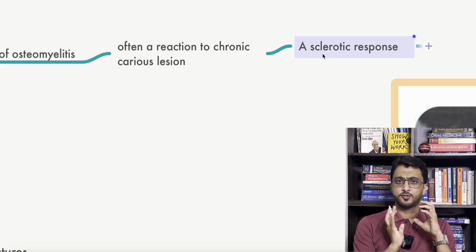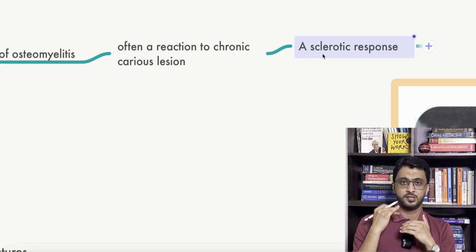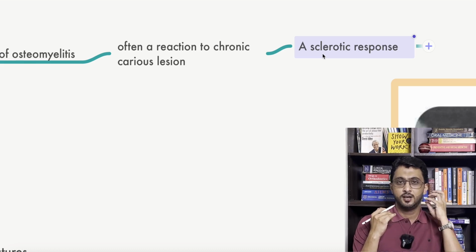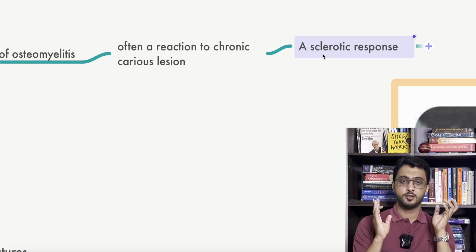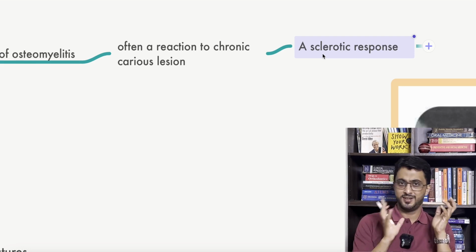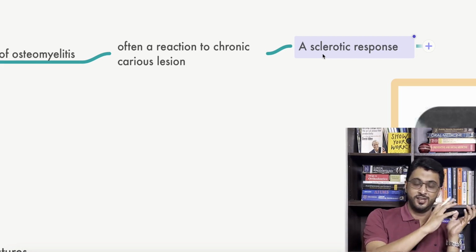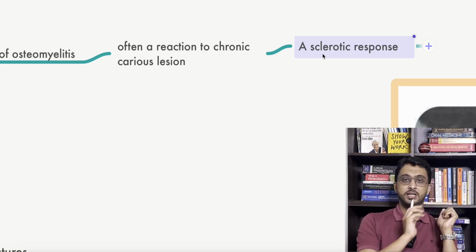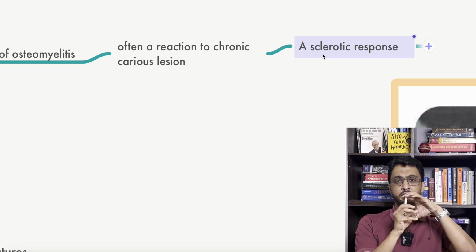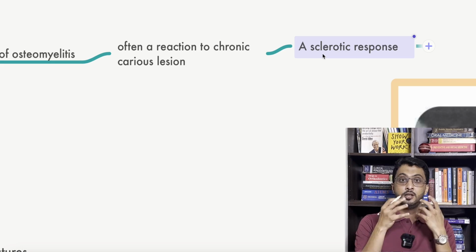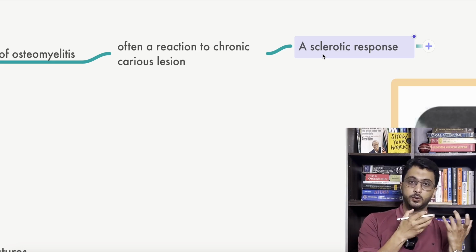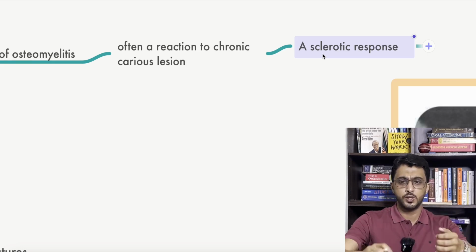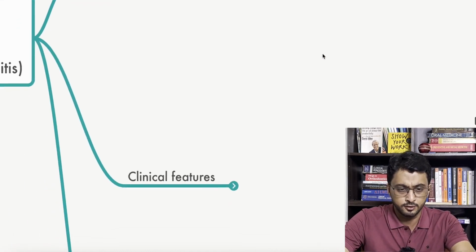Destruction. It destroys the bone rather than the bone reacting. Okay, actually the lesion kills the bone. It's not the bone reacting to the lesion. Actually, the bone is destroyed. Okay, destructive lesion. But here it is sclerosis, bone responding to the lesion. Basically, it's young individuals and it's a response to a carious lesion.